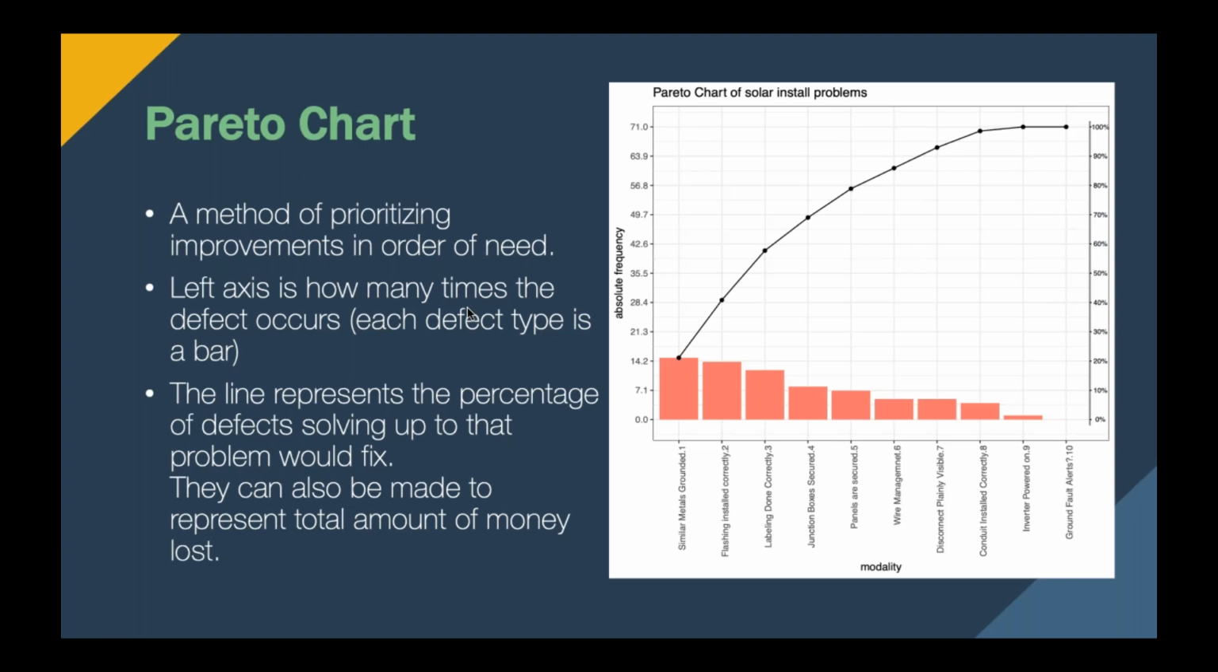So in our Pareto chart here, we have similar metals for grounding as a problem, flashing installed incorrectly, labeling done incorrectly, junction box is secured, panels are secured, wire management, disconnect plainly visible, conduit installed correctly, inverter powered, and ground fault alerts, which should be familiar problems to anyone installing solar, that sometimes we don't get these things right.